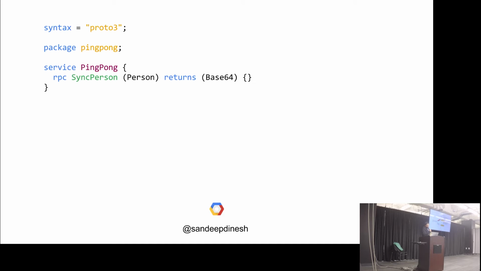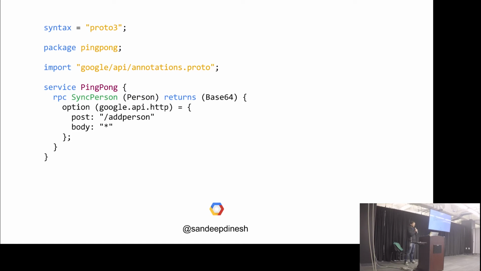Very simple. How it works, let's pretend that this is our RPC definition. So we have this function called sync person. This is like from my code. This is the base64 thing. And so it takes a person and returns a base64, right? To make it into a REST API using this automatically generated client, we import this annotations proto, which will define a few things, and we put in this option field. And so obviously this is a very bad REST API design, right? But whatever. So when I get a post to /add person, I'm going to take the whole body and put it into my RPC. And it'll automatically convert that to the correct protobuf, which is interesting.